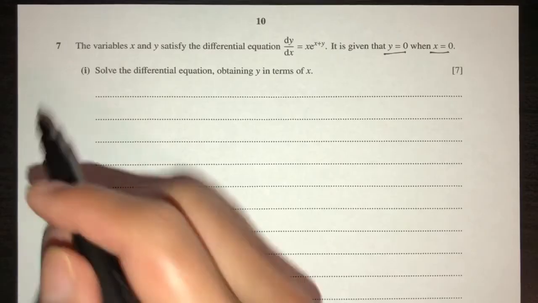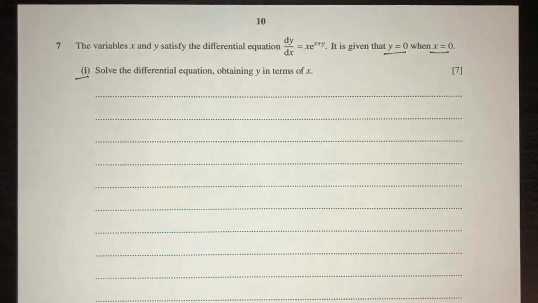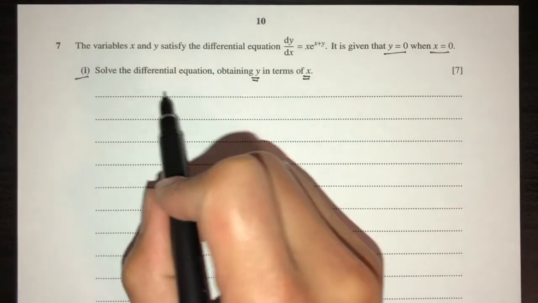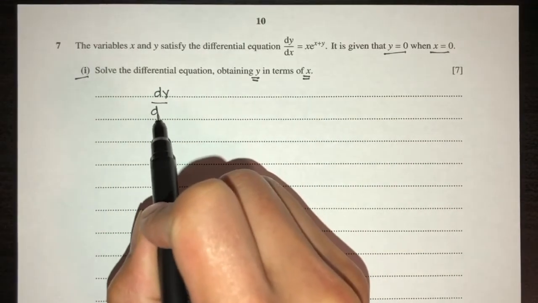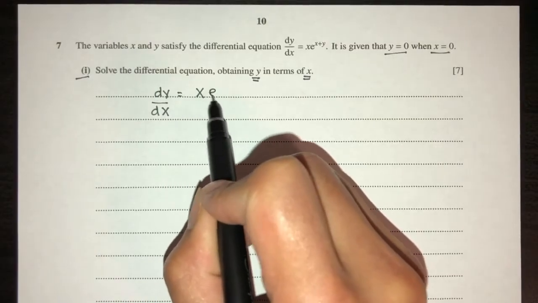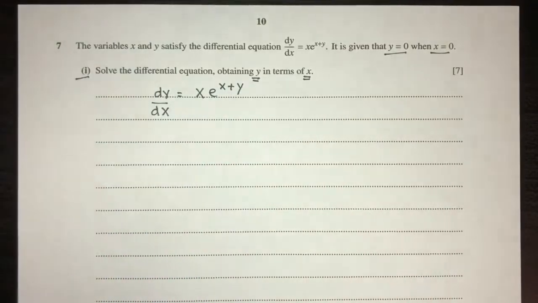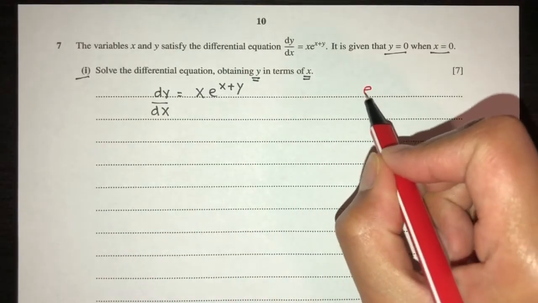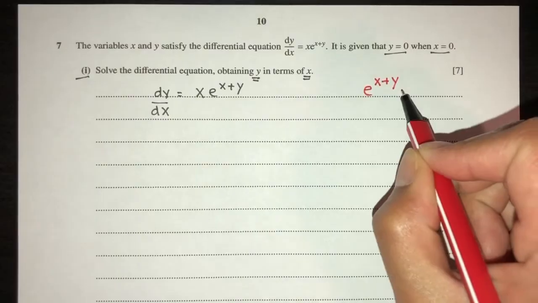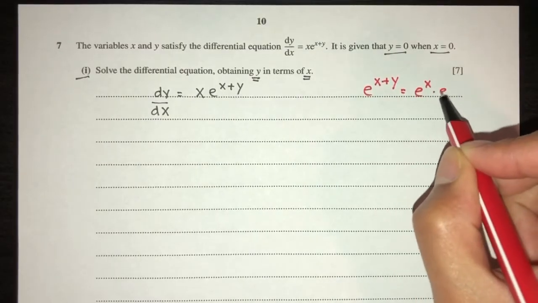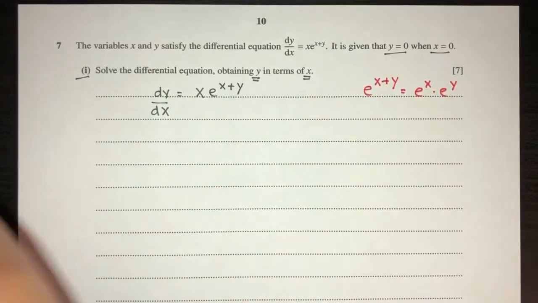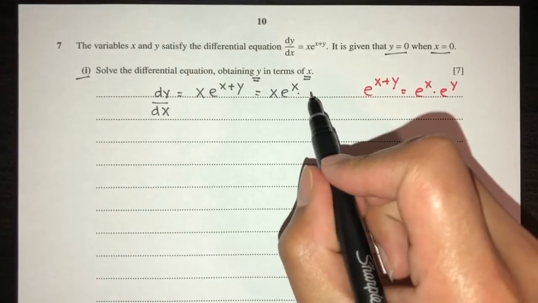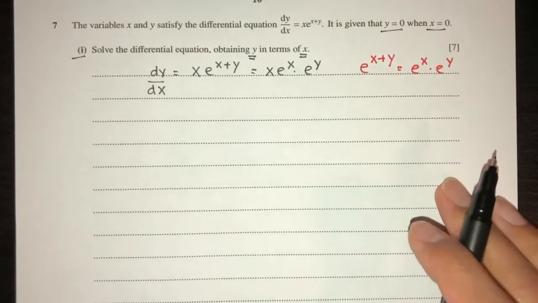So first thing first, solve this equation. We have to obtain y in terms of x. At first we have dy by dx equal to x times this. Now we can simplify this using our laws of indices. When you have this plus this, it is also equal to e power x times e power y. Now replace this back into your equation. You will have x e power x times exponential y.